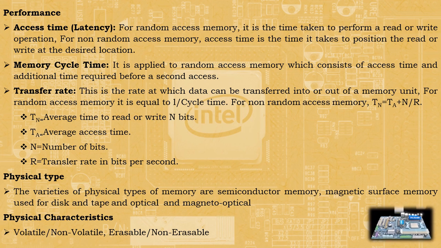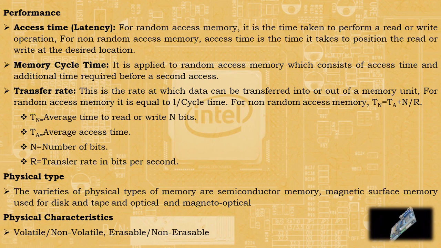Next is physical type. The varieties of physical types of memory are semiconductor memory, magnetic surface memory used for disk and tape, optical, and magneto-optical. And then the physical characteristics: volatile, non-volatile, erasable or non-erasable.